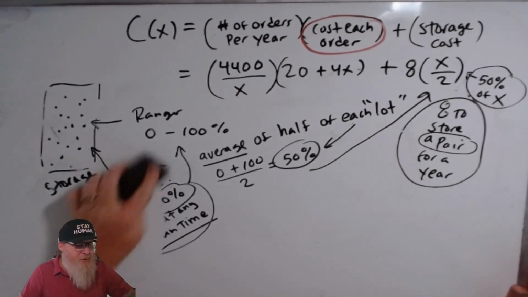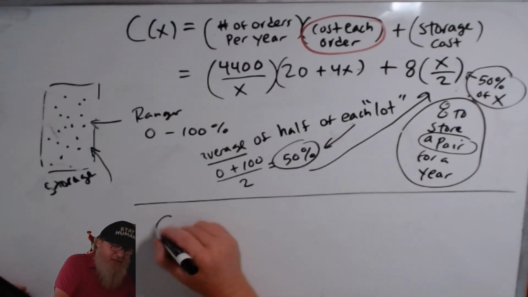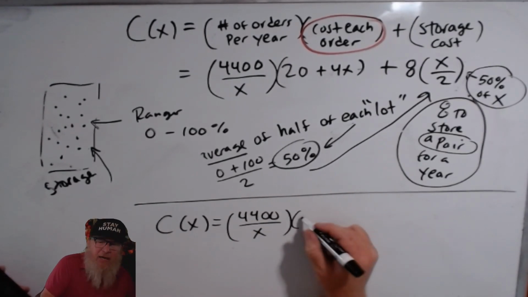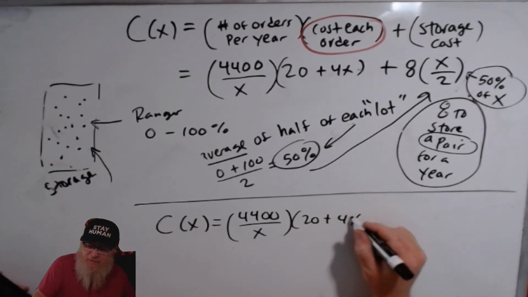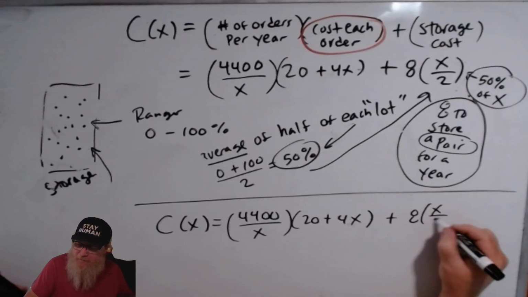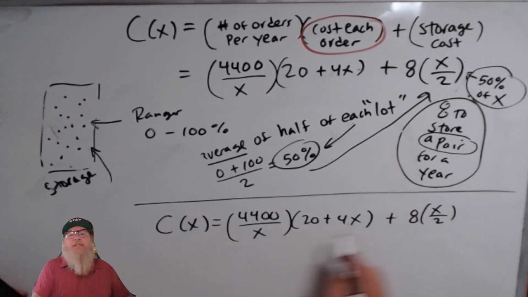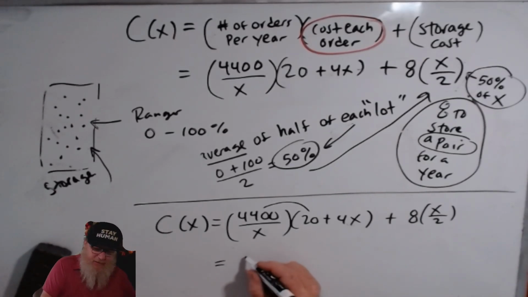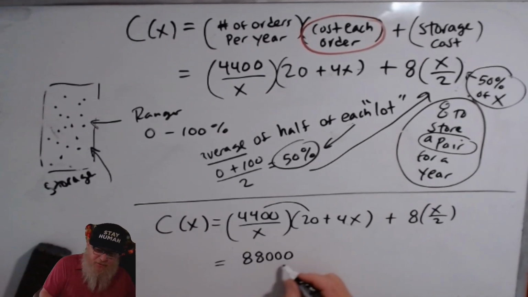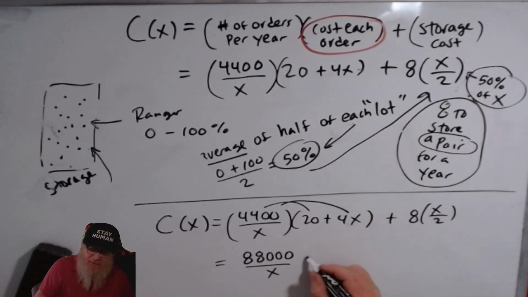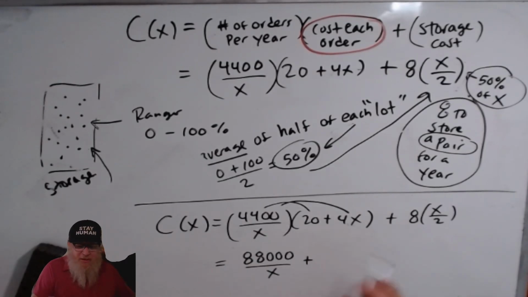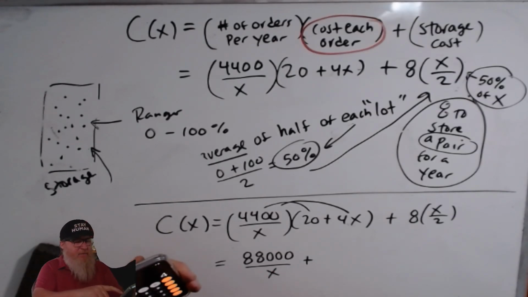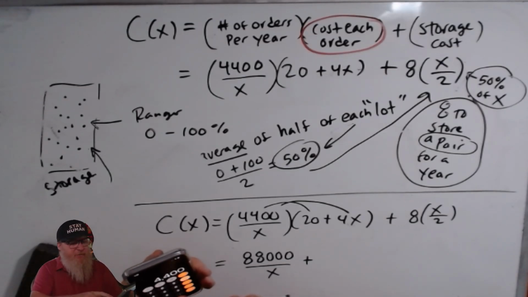Just in the nick of time, because I'm sure you're probably getting sick of me. So now we have the cost function: 4,400 over X times 20 plus 4X, plus 8 times X over 2. Simplify this. Calculator is handy. I don't really need it. 88,000 over X. 44 times 4. Oh, God, I'm tired. Maybe you could do that for me. I did that one in my head. I'm not feeling like doing that one. 4,400 times 4.